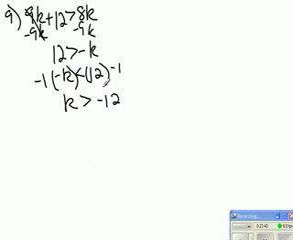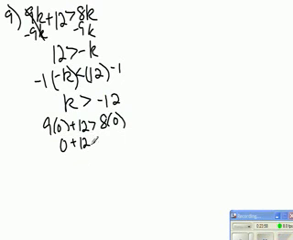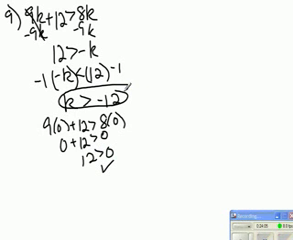All right. So I need to pick a number greater than, not greater than or equal to, just greater than negative 12. I'm going to use 0. So 9 times 0 plus 12 is greater than 8 times 0. Again, plugging those zeros in where k was in the original statement. So that's 0 plus 12 is greater than 0. 12 is greater than 0. That's true. So that means my answer works. Number 11.